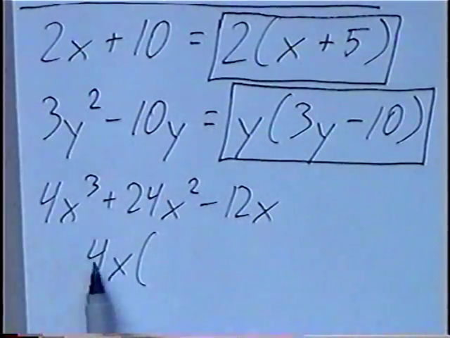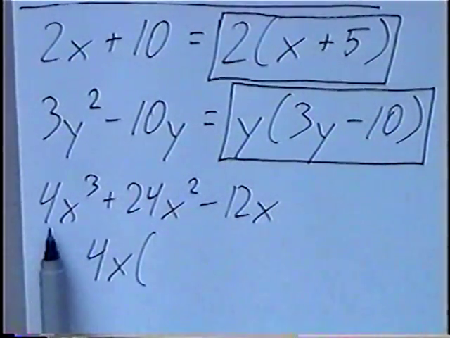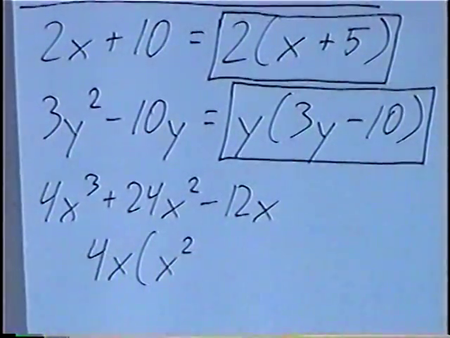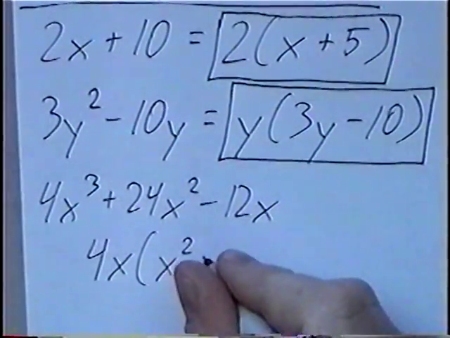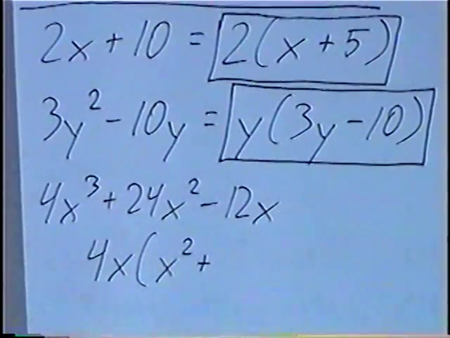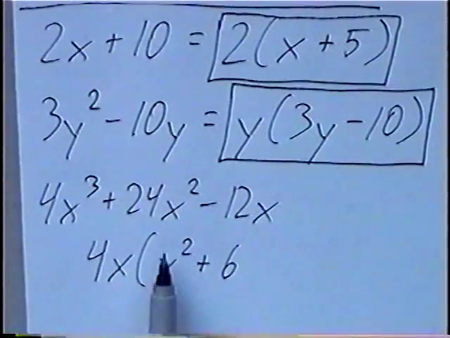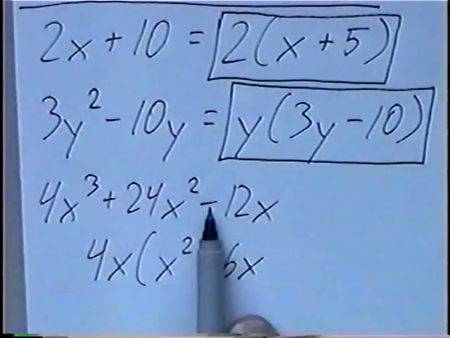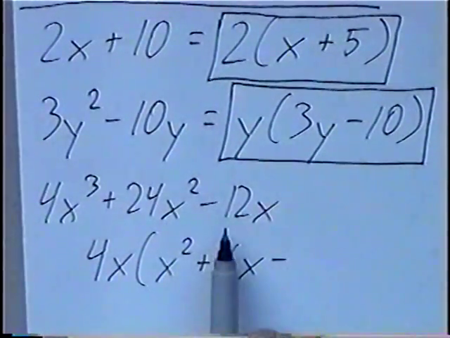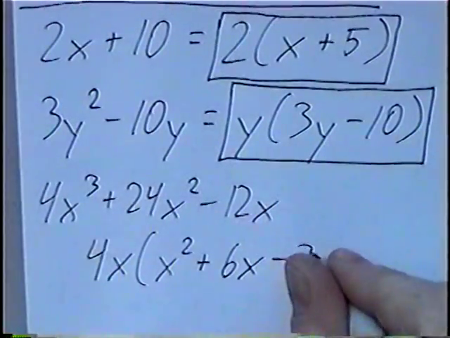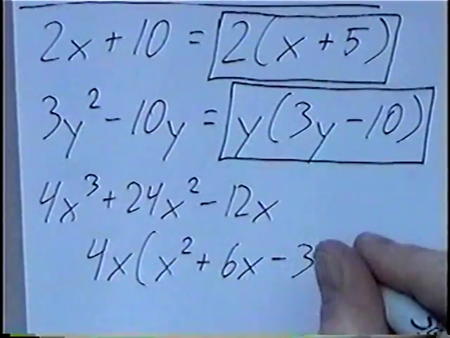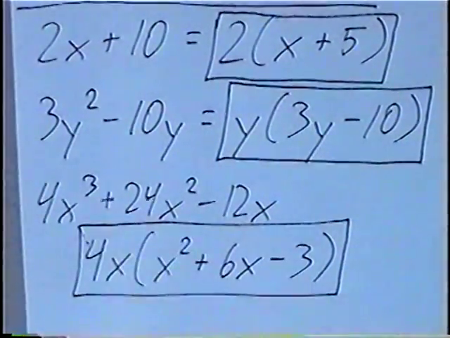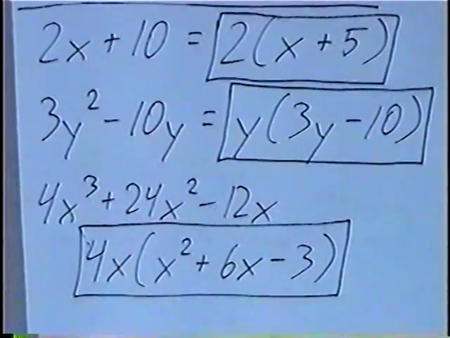The 4's again would divide or cancel. x to the third power is 3 x's. If we divide or take out an x, we'll be left with x squared. Bringing down the plus sign, 24 divided by 4 would be 6. x squared, taking the x out, we'll be left with 6x. The minus sign again comes down, and 12 divided by 4 would be 3, with the x's canceling or dividing out. So our final answer would be 4x, and in parentheses, x squared plus 6x minus 3.